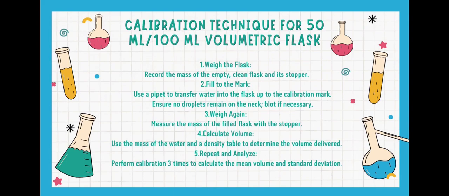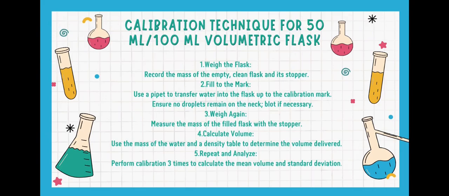The last calibration technique is for 15 ml and 100 ml volumetric flasks. The first step is to weigh the flask. Record the mass of the empty, clean flask and its stopper. Second step is to fill to the mark. Use a pipette to transfer water into the flask up to the calibration mark and ensure no droplets remain on the neck, blow if necessary.